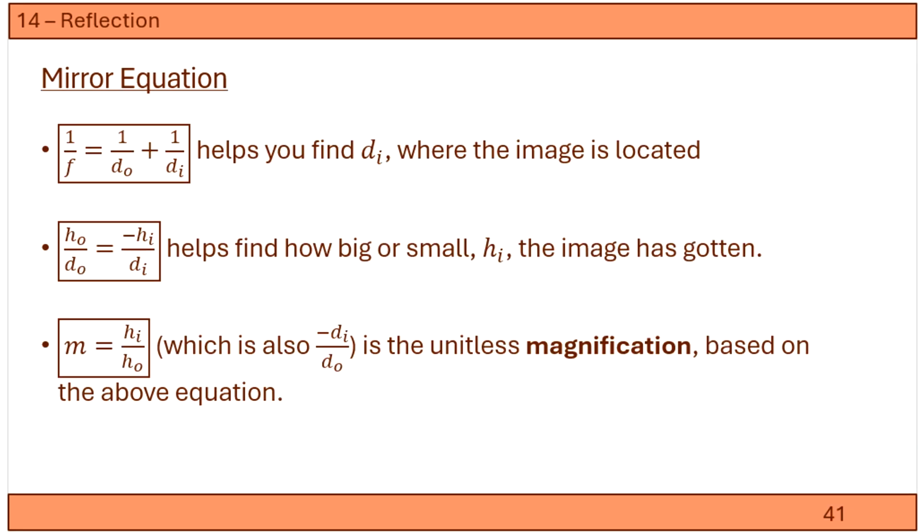These 3 equations will work for mirrors. We'll see that they are identical to lenses as well if you are careful about minus signs. But the 3 equations here are: this one's related to the focal length; this one connects your object and image distances to their heights or their size; and this one is just putting that into a value, a unitless number, m, the magnification.